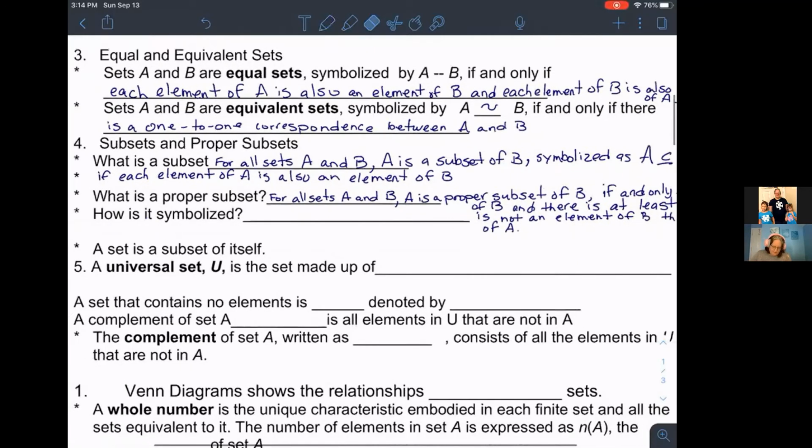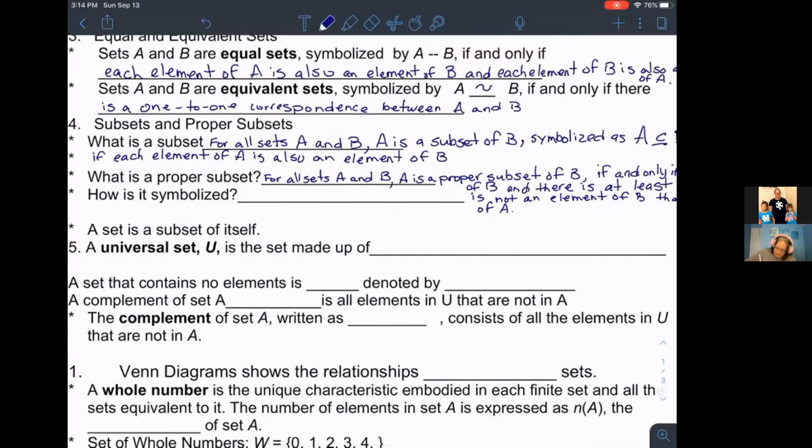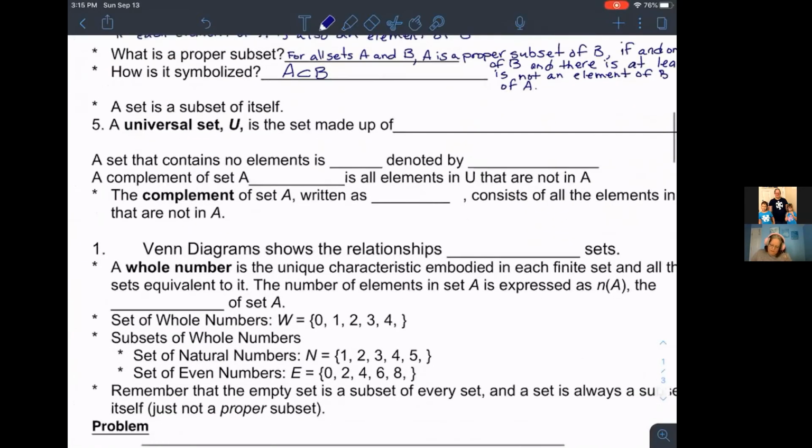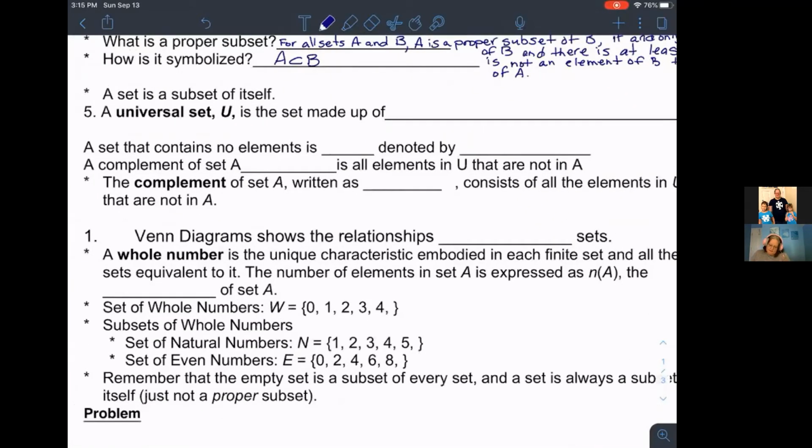Okay, how is it symbolized? So it would be like A is a proper subset of B. A set is a subset of itself, because a subset would be any number of the elements in a set. It could be all of them, none of them, one of them, two of them, depending on how many are in the set. So a set is a subset of itself because it could be one of the options that makes up that set.